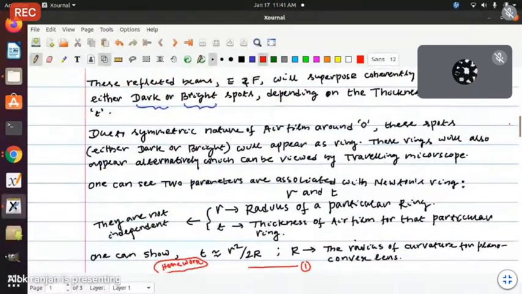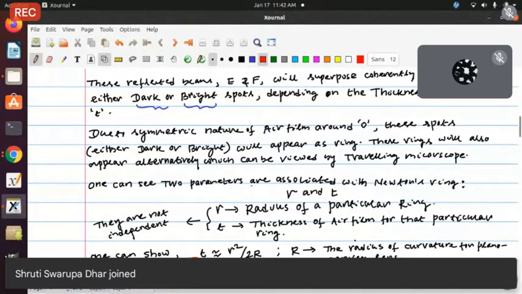So whatever I have said, I have written down here. Let me read it out. These reflected beams C and F will superpose coherently to produce either dark or bright spots depending on the thickness of the air film T, because if the air film thickness T varies, that is related to the relative phase difference. Due to the symmetric nature of the air film around O, these spots, either dark or bright, will appear as rings that we have already discussed in great detail. These rings will also appear alternately, and can be viewed by a traveling microscope.